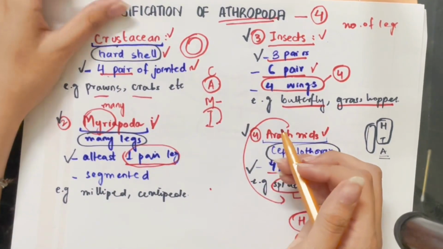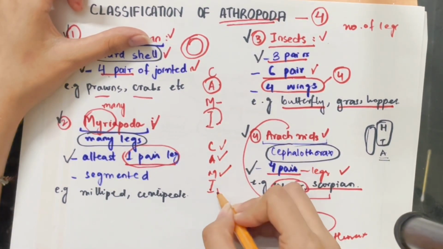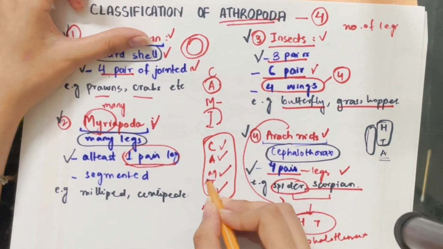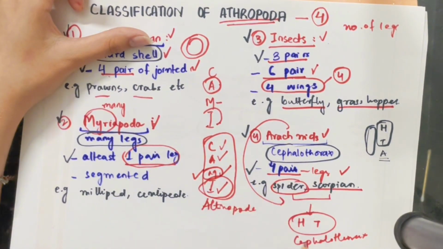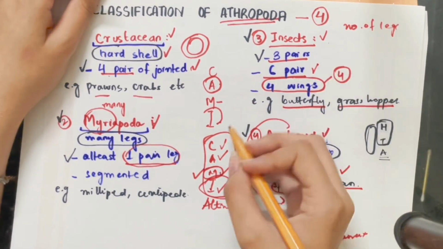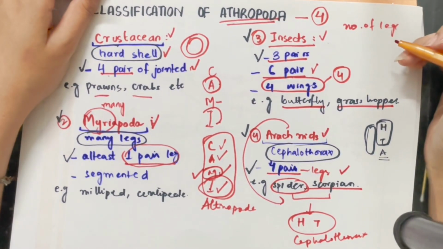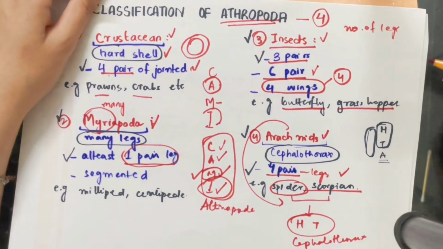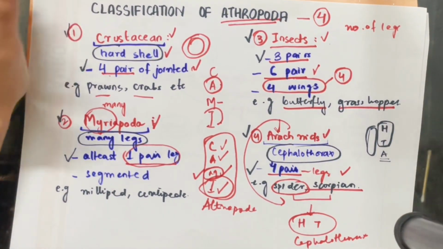So these are the 4 groups of organisms which can be learned by a very easy trick: CAM-I, crustaceans, arachnids, myriapoda, and insects. The insects are the largest group. The largest in the number of legs is the myriapoda, but the largest in the number of species is the insects. Then we have crustaceans, and then arachnids. Often an MCQ asks which subgroup of arthropods has a cephalothoraxal body. The cephalothoraxal body only includes the arachnids.